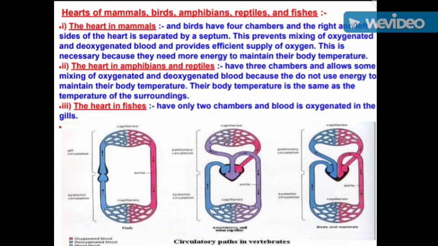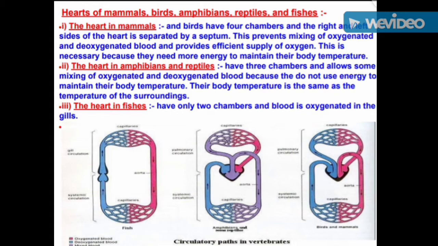The hearts of mammals and birds have four chambers, and the right and left sides of the heart are separated by a septum. This prevents mixing of oxygenated and deoxygenated blood and provides efficient supply of oxygen. This is necessary because they need more energy to maintain their body temperature.